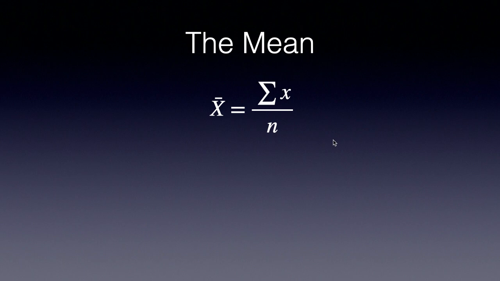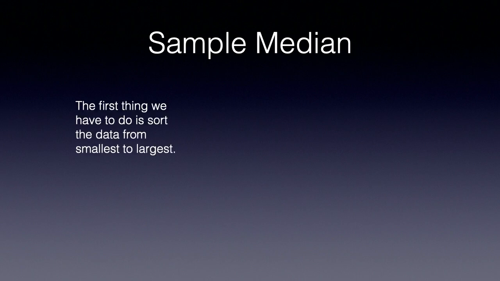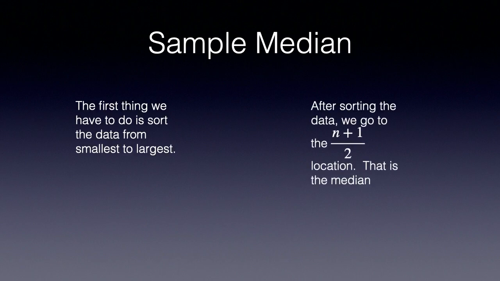So the mean is probably something you've seen and worked with before, and that's about all I want to go into with this one. The next one would be the median. The sample median denotes where the middle of a list of numbers occurs. So the first thing that we would do is to sort the data from smallest to largest, and then we will come over here and go to the (n+1)/2 location. So the median is basically a sample measure that is based on location, and there's no arithmetic involved.